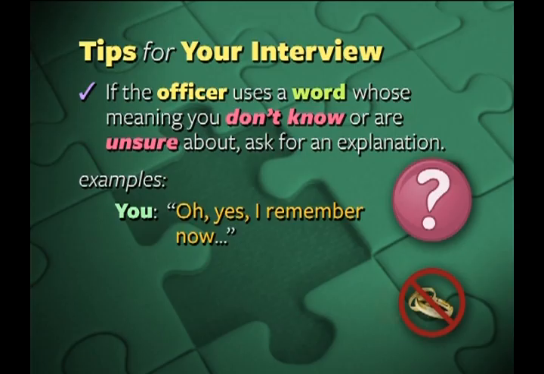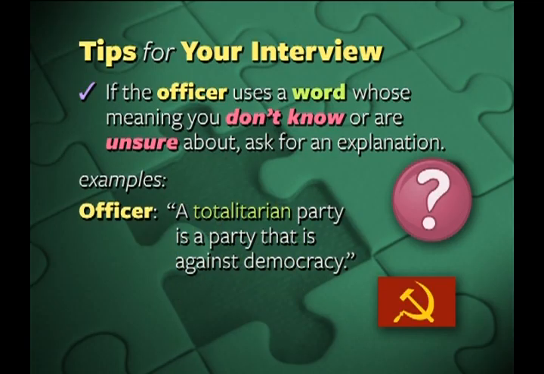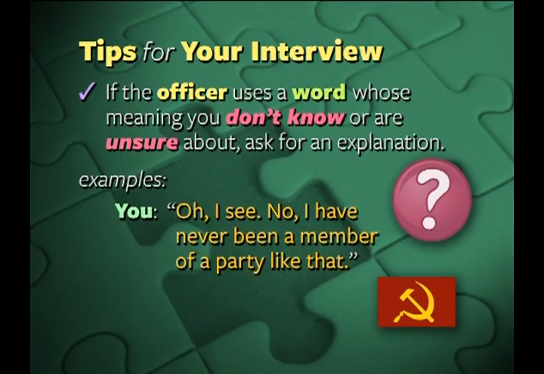Or you could say to the officer, "Can you tell me what you mean by a totalitarian political party?" And the answer might be something like, "A totalitarian party is a party that is against democracy." Once you understand the question, you can reply correctly. For example, you might say, "Oh, I see. No, I have never been a member of a party like that."